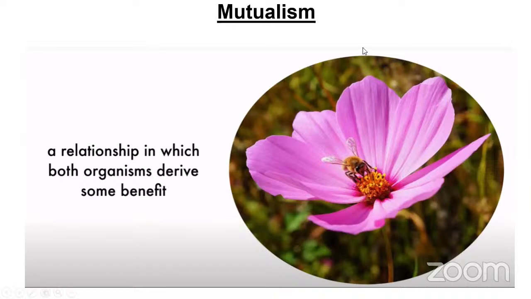In this list, the first is mutualism. You can see pollen, so insects living in close association with a plant. This type of relationship is known as mutualism, in which both organisms derive some benefit. Like here, the plant is there, so the pollinating insect will help in its pollination. In turn, the insect is getting food from the plant, so both the insect and the plant are getting benefit. So this type of relation is known as mutualism.